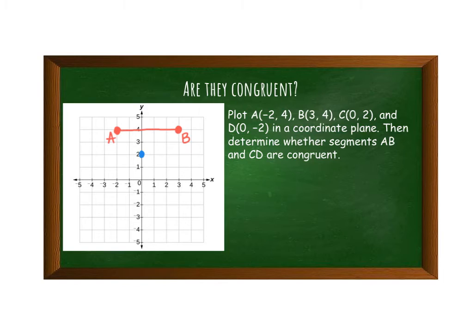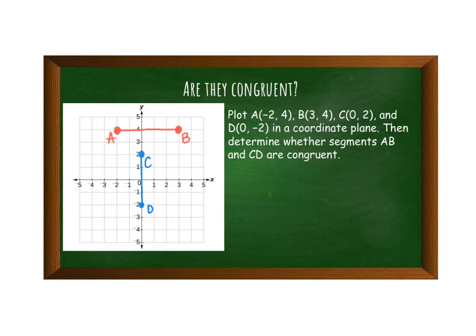Let's label that. And then our second point for D is 0 and -2. So it's going to be right here. Okay? Let's go ahead and draw a line segment connecting those two. So those are our 2 segments. Let's go ahead and get started.